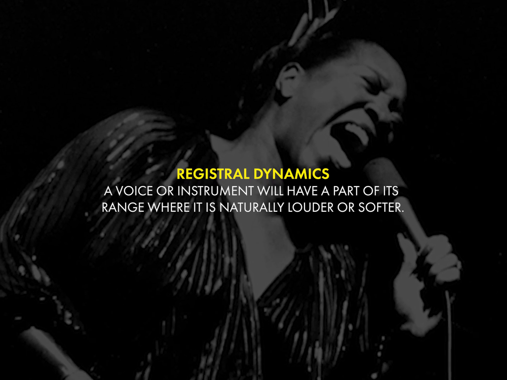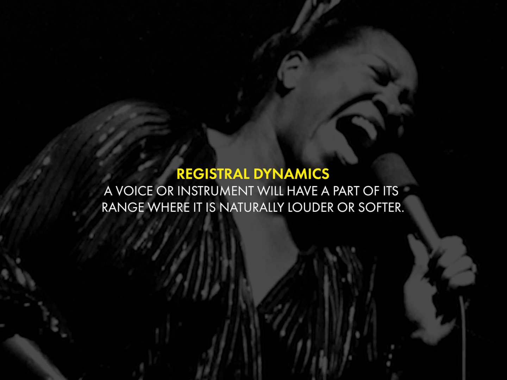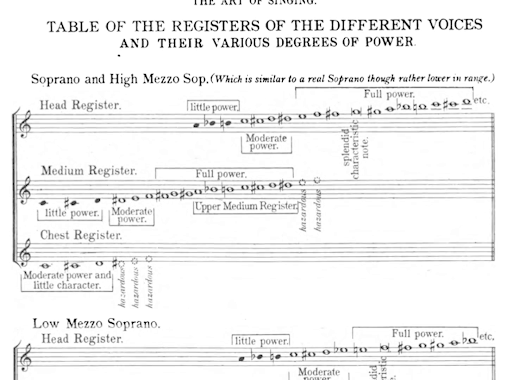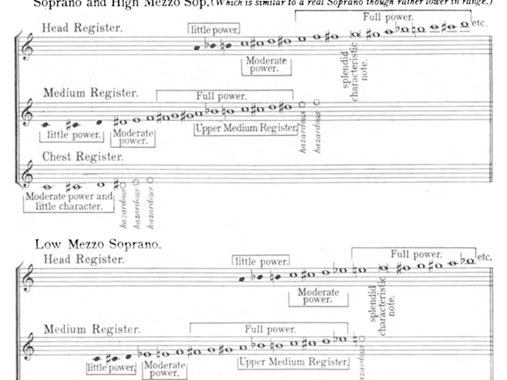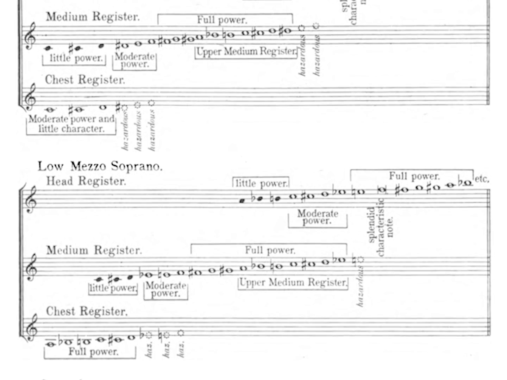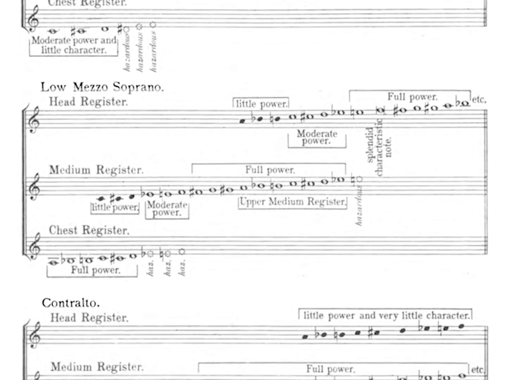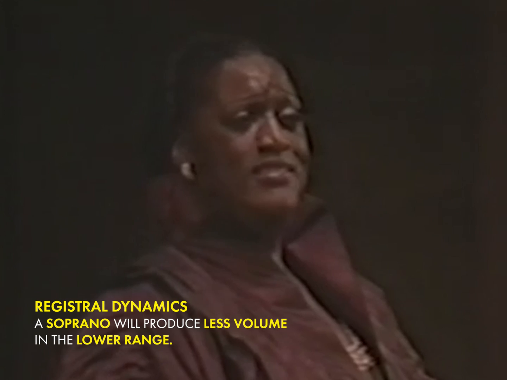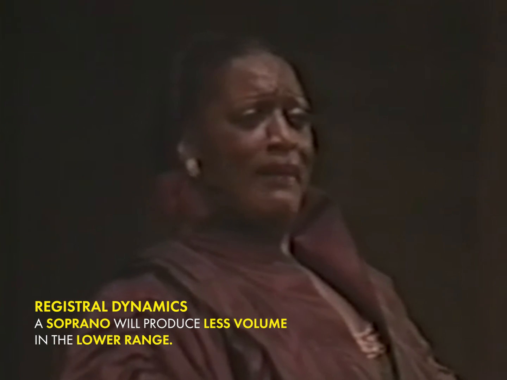Registral dynamics is pretty simple to understand. Most voices or instruments have a spot in their range where they are naturally louder or naturally softer. So in this diagram, you'll see that the power output in registers varies upon voice type. Seeing this in practice, here's soprano Jessye Norman singing a low D below middle C.